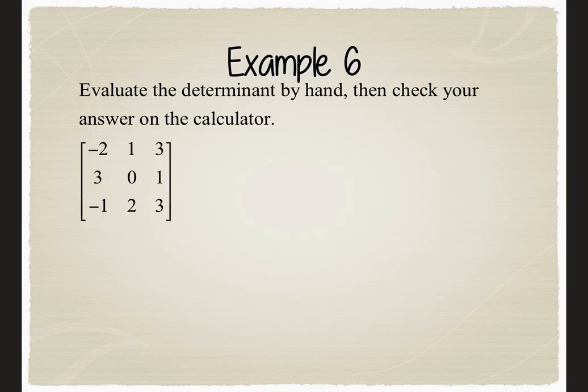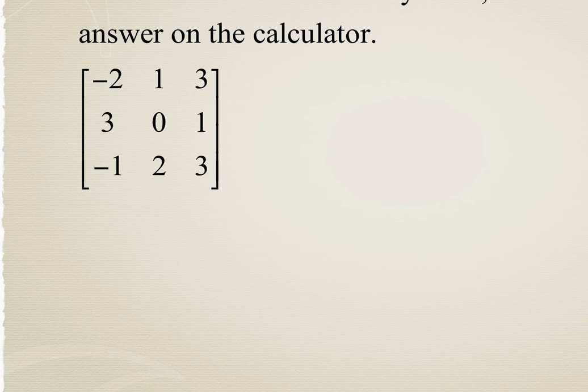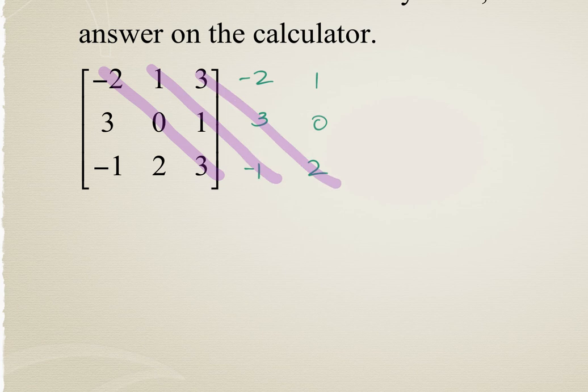All right, so same set of instructions. First, it says evaluate the determinant by hand and then check your answer in your calculator. So we start by duplicating the first 2 columns. So -2, 3, -1, 1, 0, 2. Obviously, a super important step to do carefully, because if you lost that negative, now everything involving that negative is wrong. Then I'm going to multiply down, top left, bottom right first.